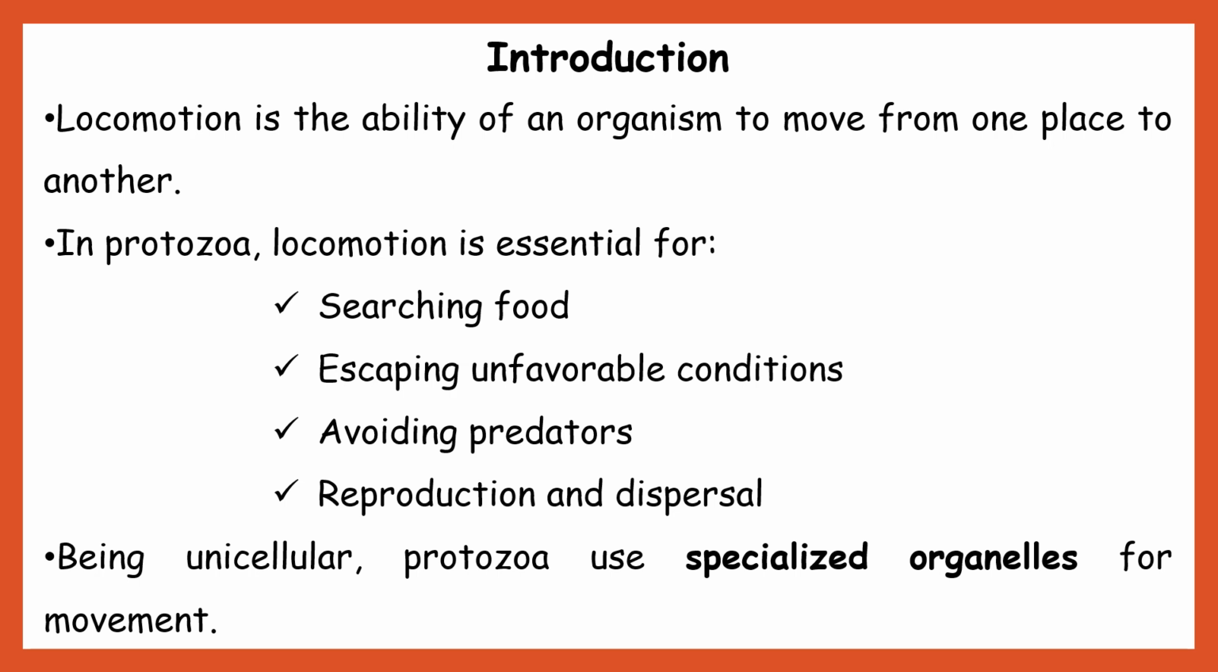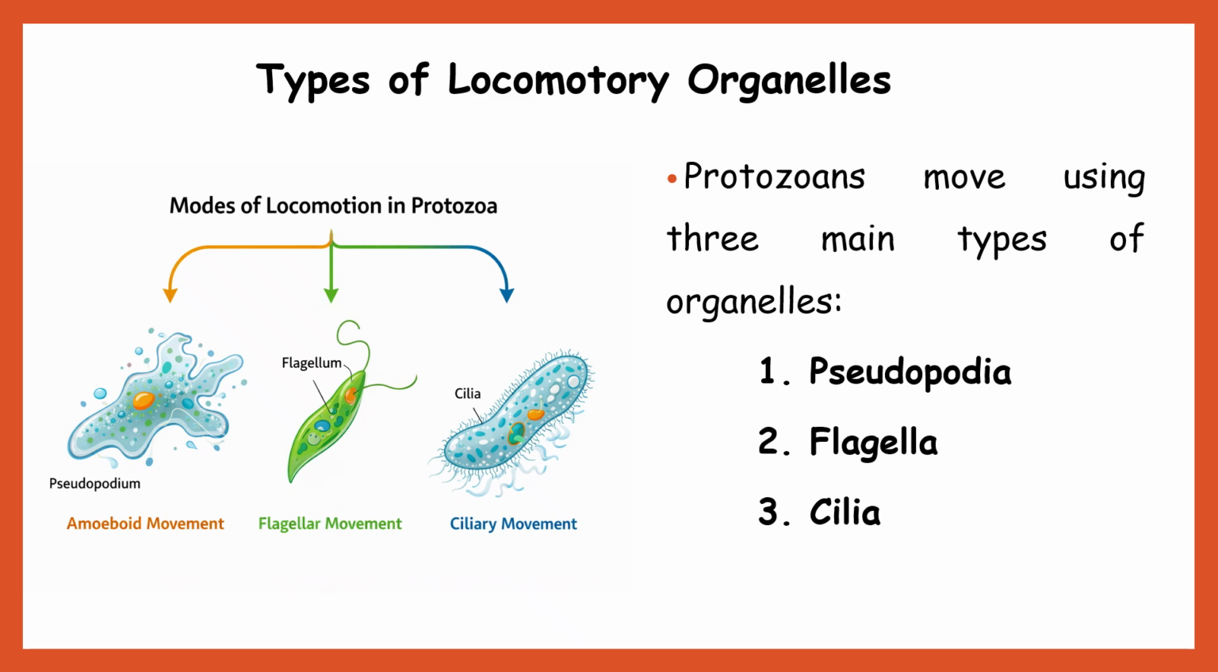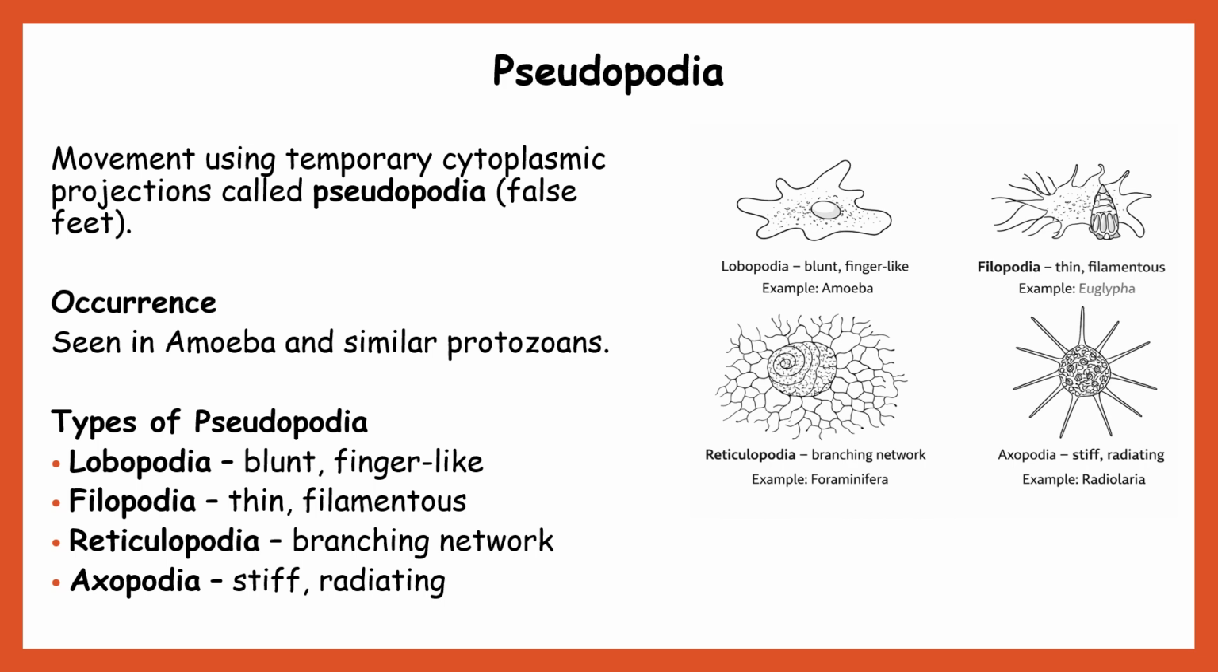Being unicellular, protozoans use highly specialized organelles for their movement. In this slide, you can clearly see the various types of locomotory organelles present in various types of protozoans: the first is pseudopodia, the second type is flagella, and the third category of locomotory organelles is cilia. So let's talk about these organelles one after another. Let's start with pseudopodia.